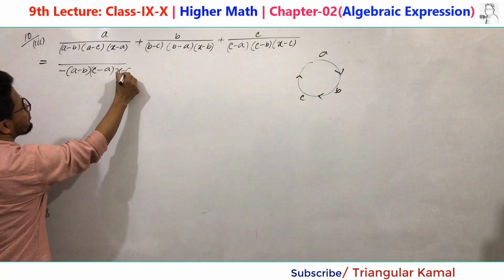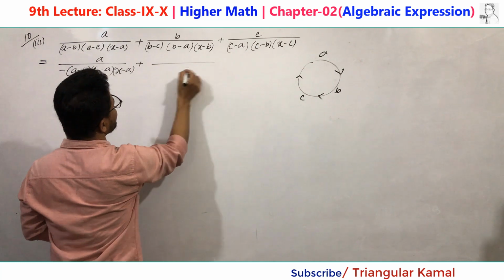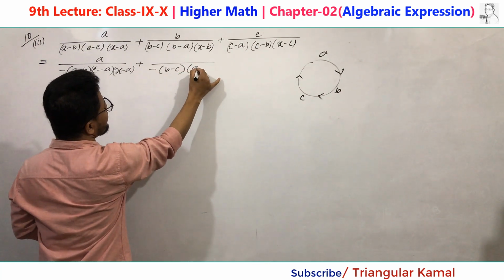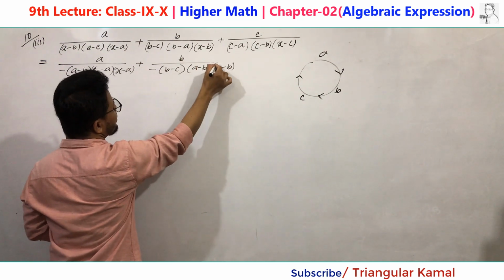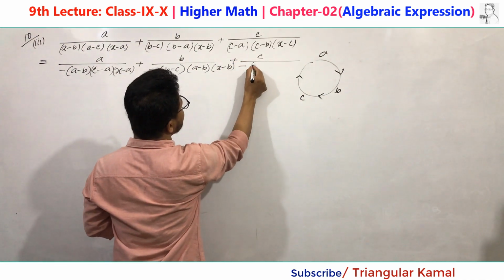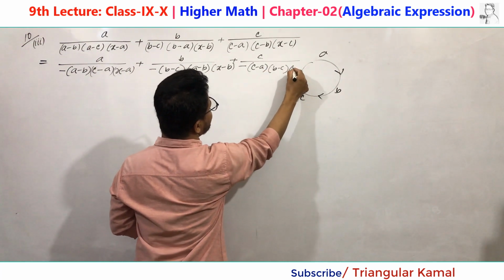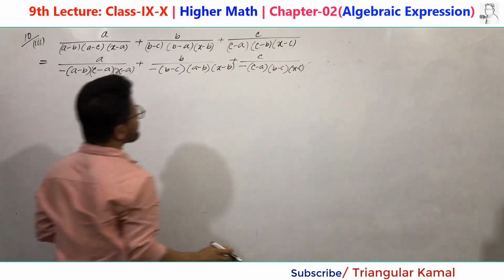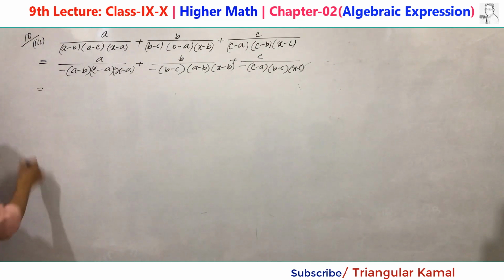And X minus A will remain the same, and the numerator is 1. Similarly, this one will be minus B minus C, and A minus B and X minus B will remain the same, and the numerator part is B. And finally, this one, taking minus common, is C minus A and B minus C, and this one is X minus C. So now all are in ascending order or cyclic order.